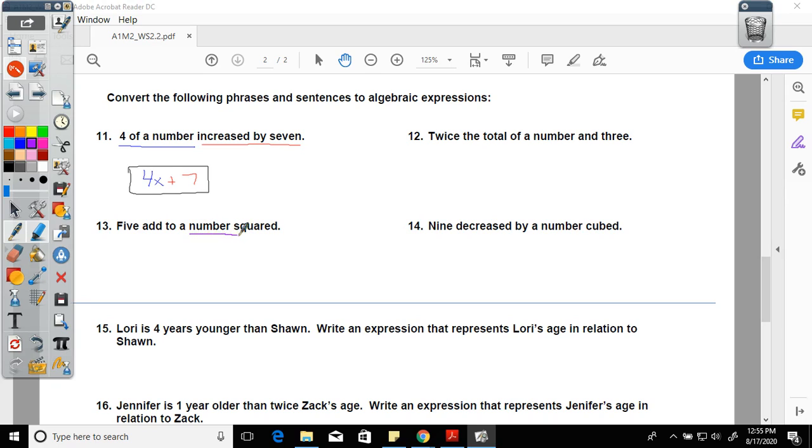Let's talk about this one real quick. A number squared. That's a number times itself. And the way we typically write that is x squared. Now for this next part, 5 added to a number squared. So plus 5. You could also have it written as 5 plus x squared. 5 added to a number squared. That one's fine too.